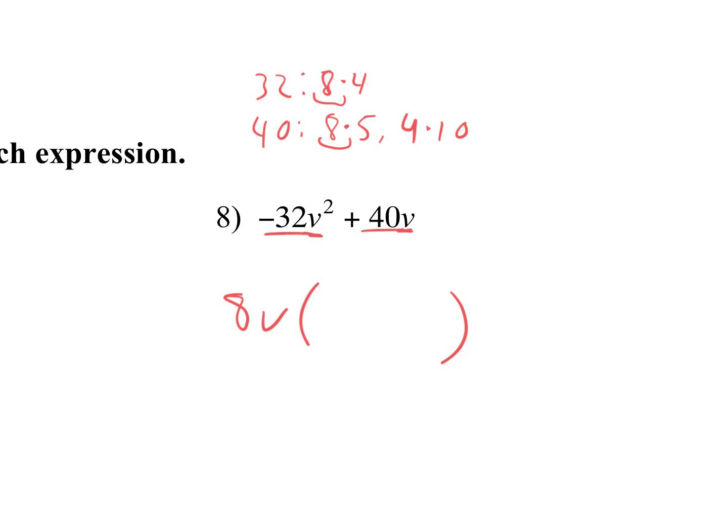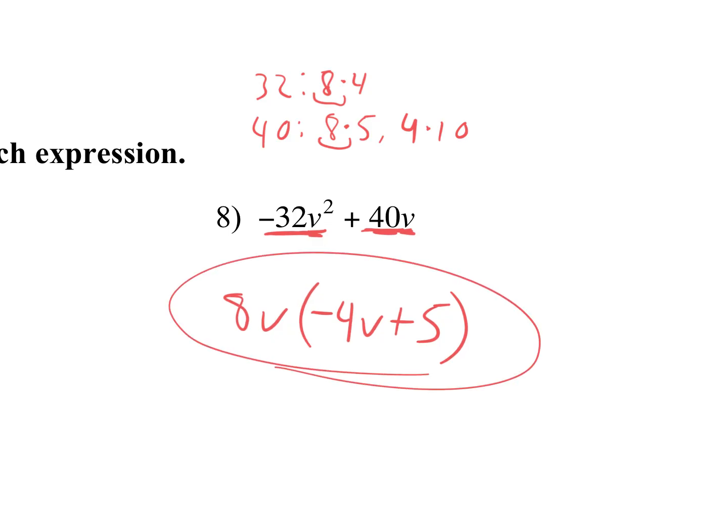All right? So what happens when I take out 8 from 32? Keep in mind these are factors, so we should divide. 32 divided by 8, what does that get you? 4, and there's a negative, so I would write a negative 4 out front. And then if I take out 1 v from 2 v's, how many v's are left over? Just 1 v. Plus, what about 40? If I take out a factor of 8 from 40, 40 divided by 8 gets you what? 5. If I take out 1 v from 1 v, how many v's are left over? None. So this is your factored expression.